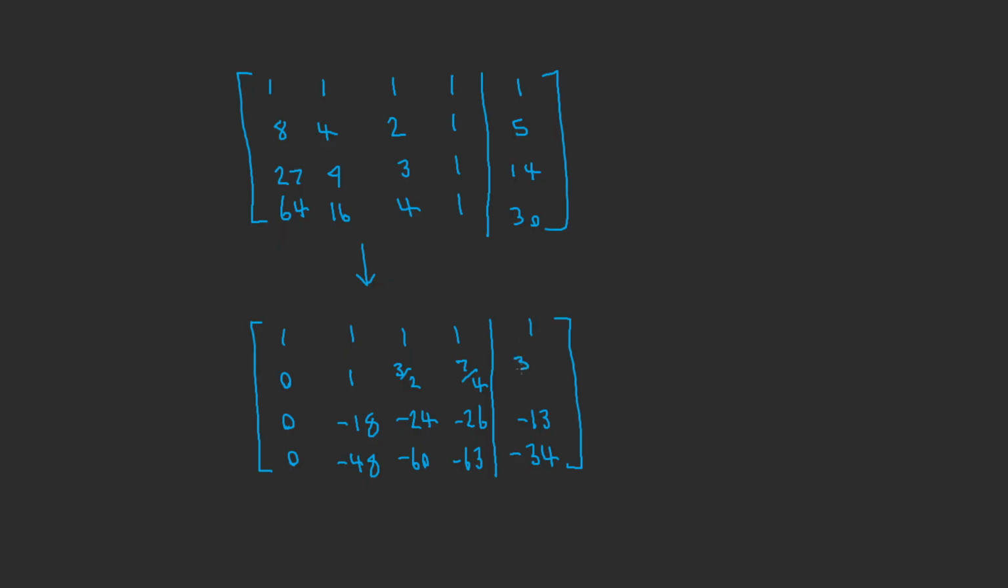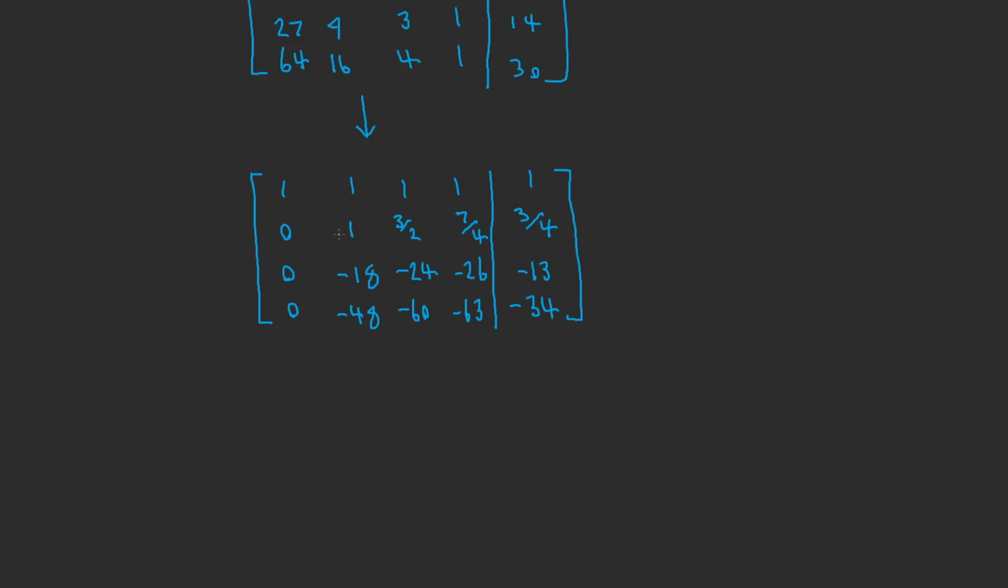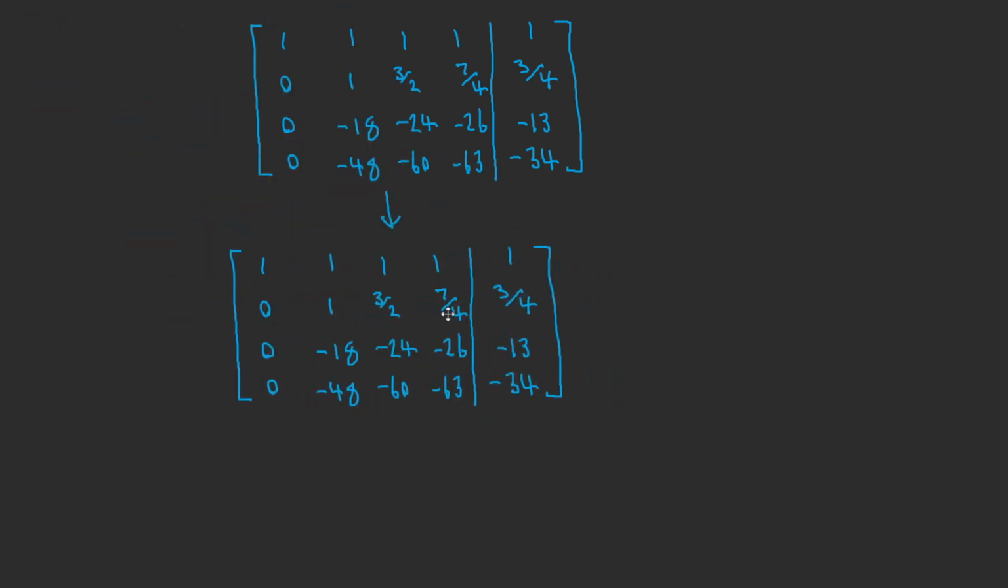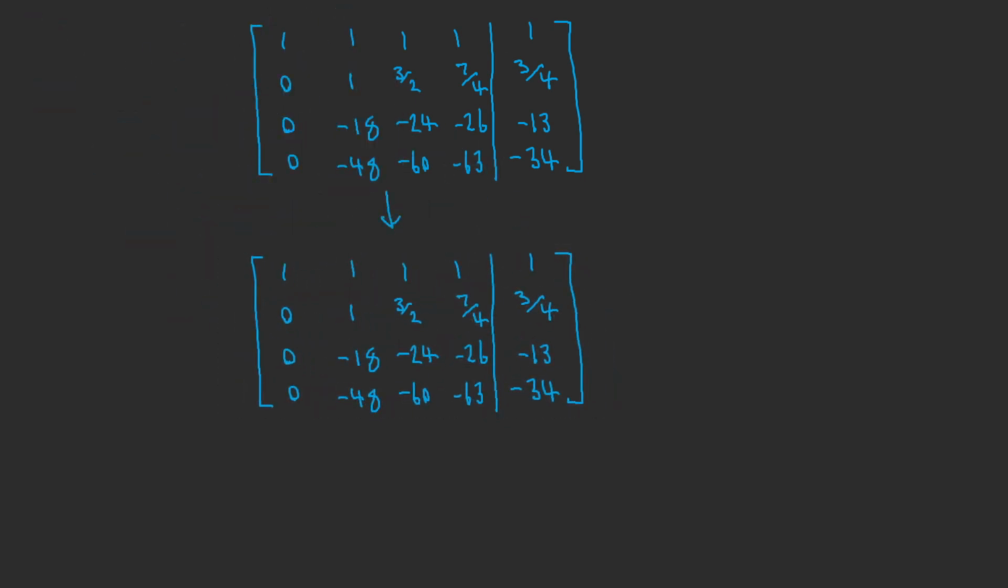Completely allowed to do that. And the reason I want to do that is because that's just going to make it easier for me. Now I'm going to try to eliminate these entries here. And so in order to do that, I need to multiply. Let's just copy this. It's going to be easier. I'm going to multiply row 2 by 18 and add it to row 3.